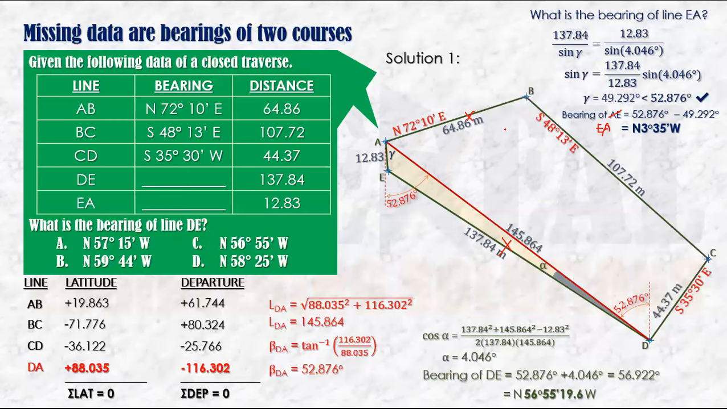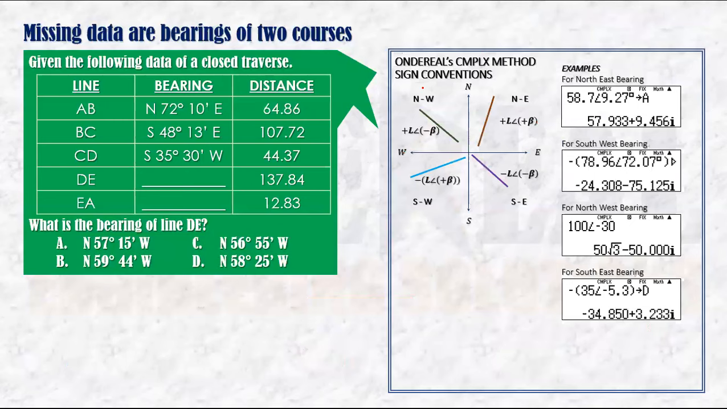So let's review the sign conventions. I discussed this in my first part. If we're going to use complex numbers and store them, the real part is the latitude and the imaginary part is the departure, with the corresponding signs. For northeast, the length must be positive and the bearing must be positive, the same as here, 58.7 angle 9.27, so both are positive because it is northeast.